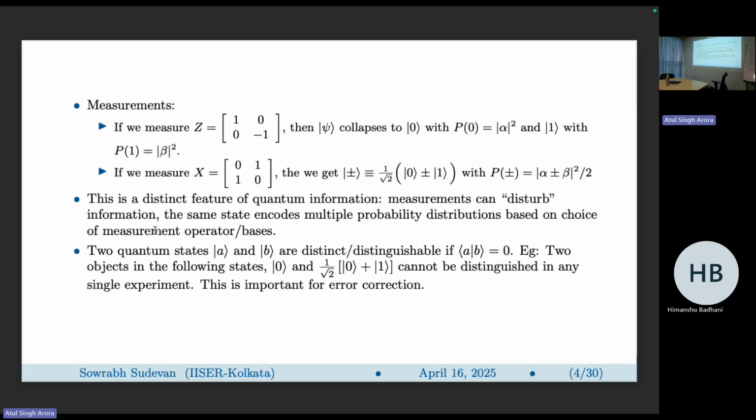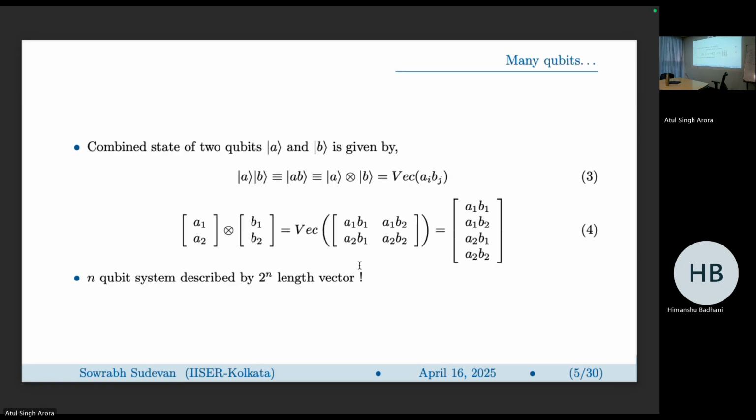Now, two quantum states are distinct or distinguishable if they are orthogonal. If you have a state like 0, and a linear combination of 0 plus 1, these cannot be distinguished in any one experiment. If you have one object with this information and another object with that information, in two boxes, in one experiment you wouldn't be able to figure out which is which. You would need many copies to figure this out. Now I have talked about everything we need about single particle quantum mechanics.